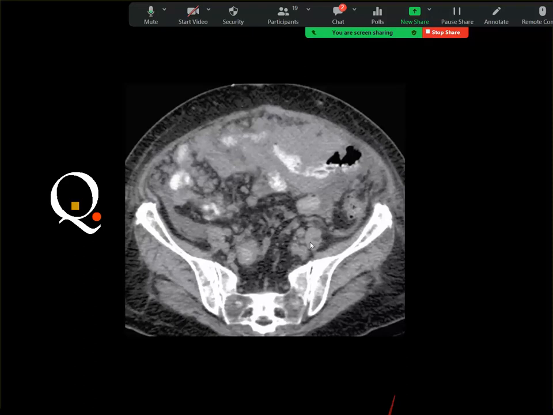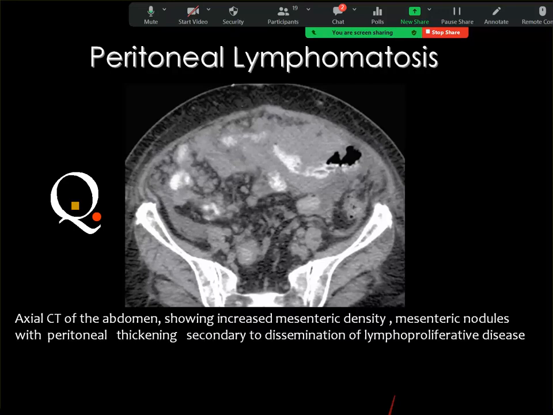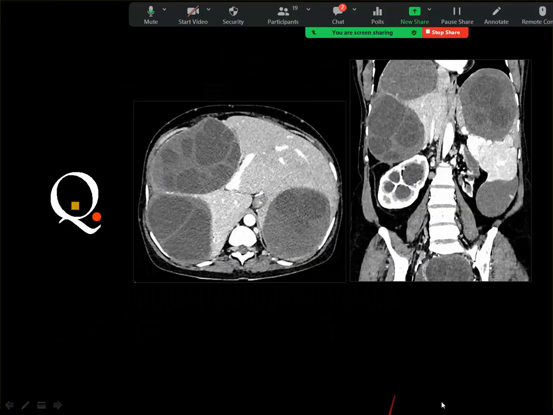But if you feel that this is a peritoneal pathology, then lymphoma is also the first choice, followed by metastatic disease. And metastasis usually affects the omentum and results in an omental cake. But if you see some intestinal loops going through the lesion, then you feel that this lesion has originated from the small bowel and infiltrated the peritoneum. Next case.